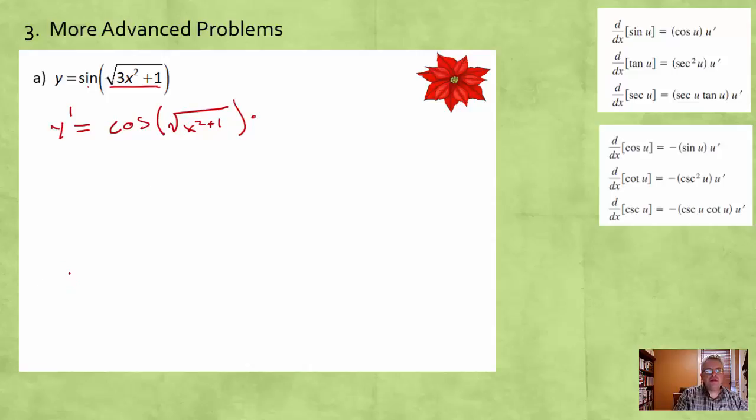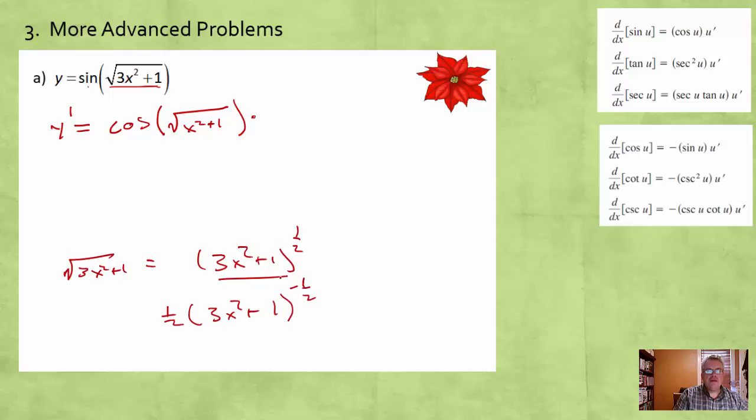Let's work that out down here. So square root of 3x squared plus 1 is 3x squared plus 1 to the half, and its derivative would be 1/2 3x squared plus 1 to the minus 1/2 times the derivative of the inside. I'm using the power rule that we learned in the last video. 1/2 times 6 is 3. We have x. We're going to put this in the denominator.